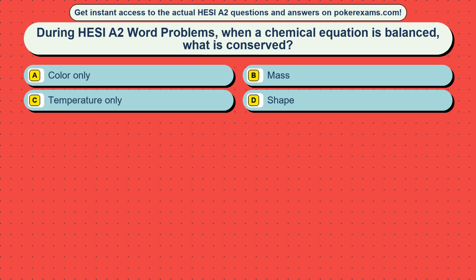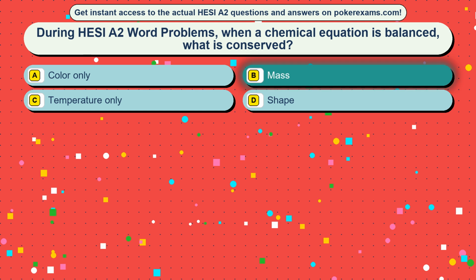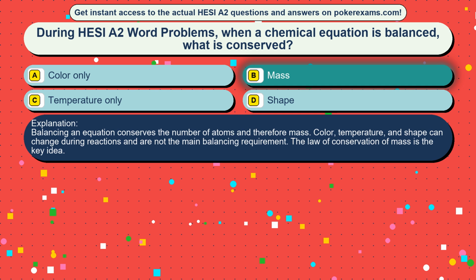Question 1. During HESI A2 Word Problems, when a chemical equation is balanced, what is conserved? Option A, color only. Option B, mass. Option C, temperature only. Option D, shape. The correct answer is option B, mass. Balancing an equation conserves the number of atoms and therefore mass. Color, temperature, and shape can change during reactions and are not the main balancing requirement. The law of conservation of mass is the key idea.